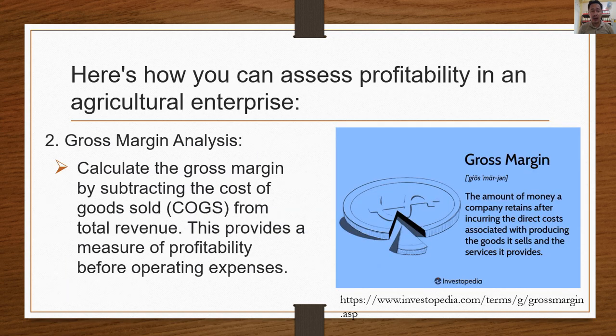Okay, next is our gross margin analysis. So this is the amount of money a company retains after incurring the direct costs associated with producing the goods it sells and the services it provides. So you will calculate the gross margin by subtracting the cost of goods sold from the total revenue. This provides a measure of profitability before operating expenses.